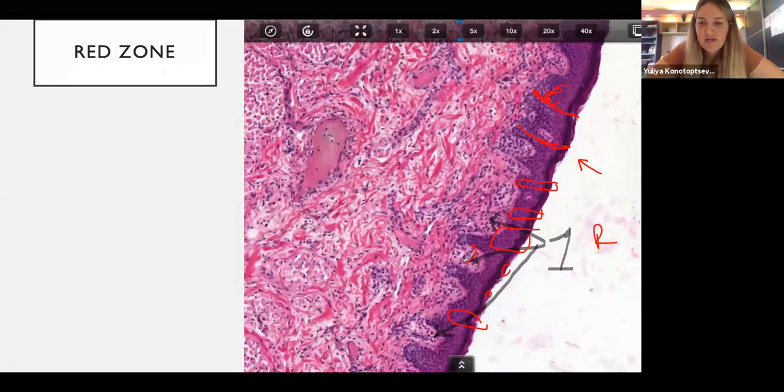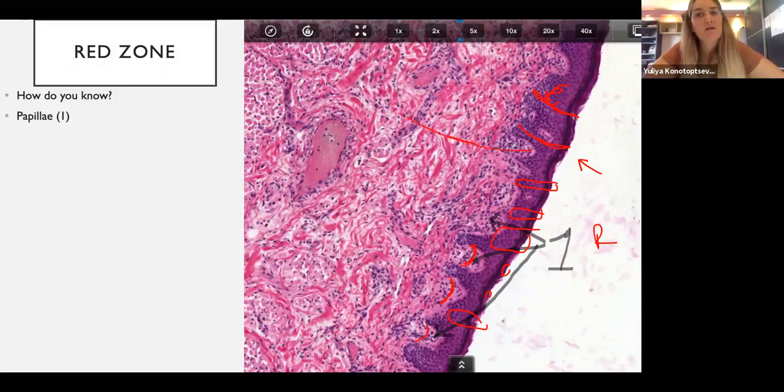These structures right here have names. These ones are called papilla, and we call them dermal papillas. Because technically, if this is epidermis, the next layer is dermis. This area right here is your dermis. Maybe you know, maybe you don't know, but dermis is the place where we have blood vessels and nerve fibers, right? So this is the area where all of those structures are present.